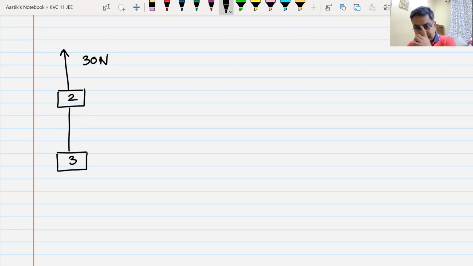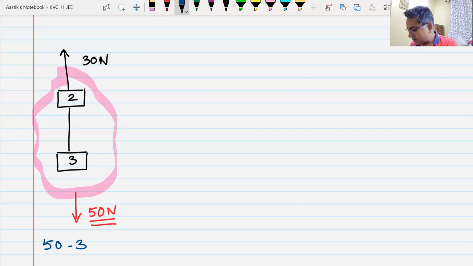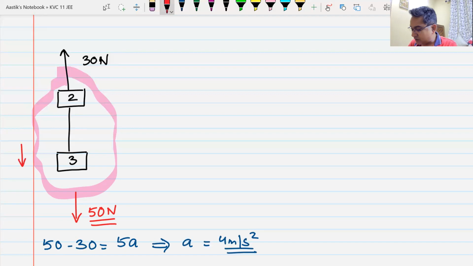So how are you supposed to do this? To find out the total acceleration, they are going to move together. I will take these two blocks as one system. The net force downwards is 50 newtons. The net force upwards is 30, so it is going to move down. 50 minus 30 is equal to total mass 5a. From here, you can get the value of a as 4 meter per second square. Everyone got this? So this system is going to move downwards with an acceleration of 4 meter per second square.